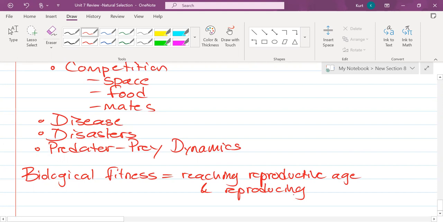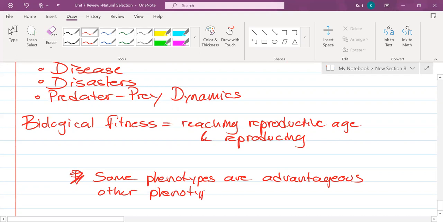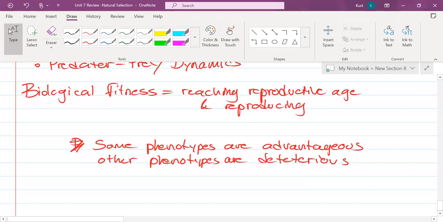Okay, when it comes to biological fitness, some phenotypes are advantageous and other phenotypes are deleterious. That means not so good. If you're short and can't jump, you're not going to make a great basketball player. So some phenotypes are great for a certain lifestyle. Other phenotypes are not so good for that same lifestyle.